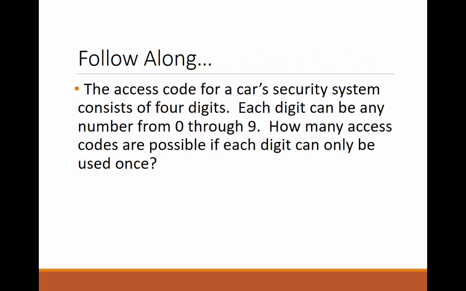Let's take a look at an example. The access code for a car security system consists of 4 digits. Each digit can be any number from 0 through 9. How many access codes are possible if each digit can only be used once?